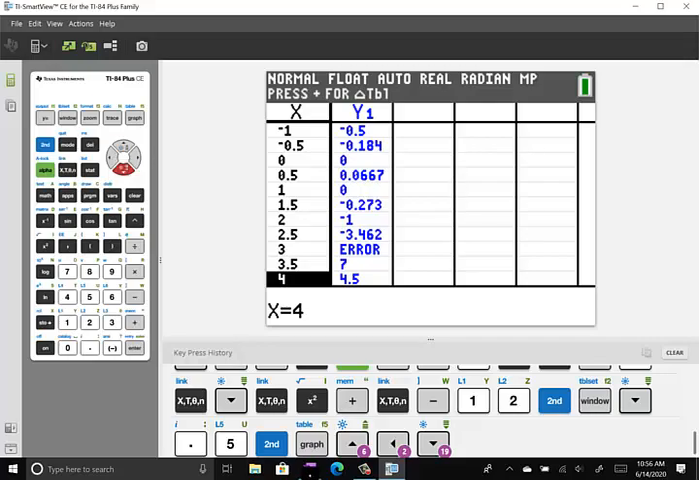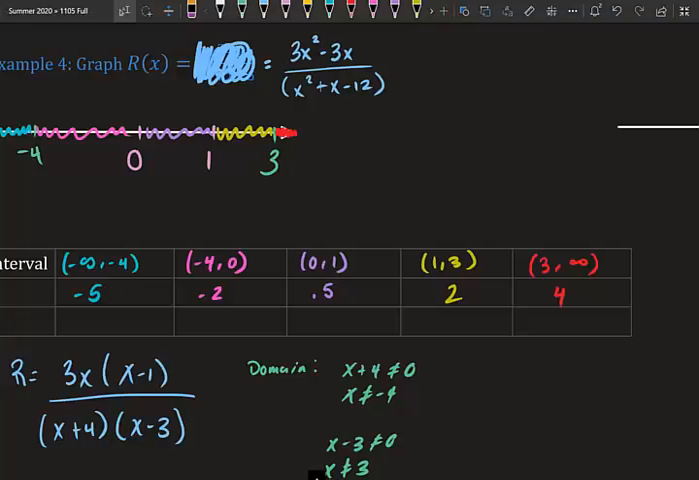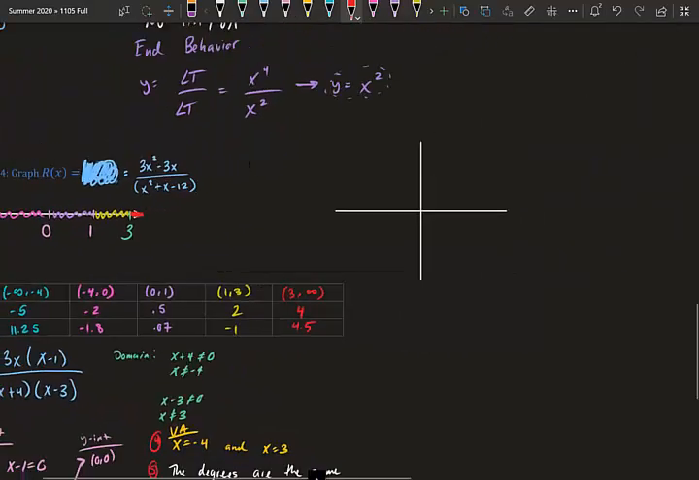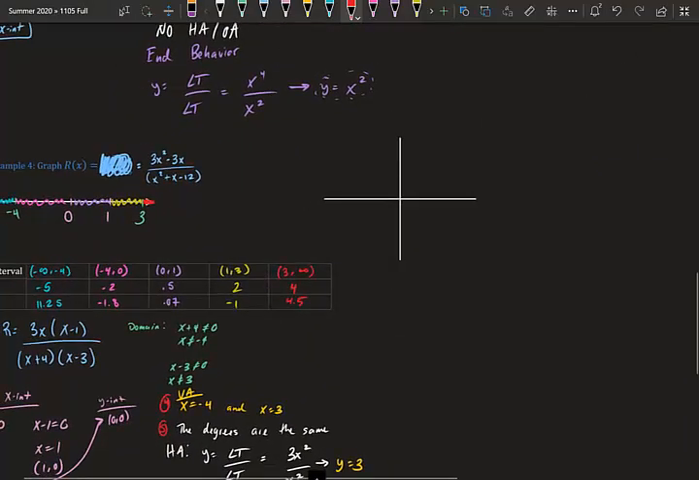All right, let's write those values down. So at -5, we got 11.25. At -2, we got -1.8, about, we're rounding. At 0.5, we got 0.07, we rounded. At 2, we got -1. And at 4, we got 4.5. So let's draw our asymptotes and fill out our chart.